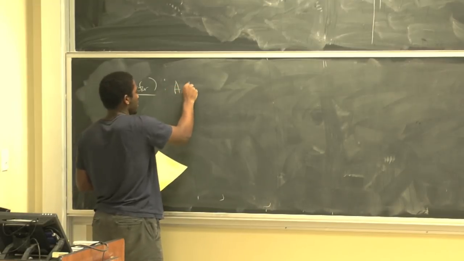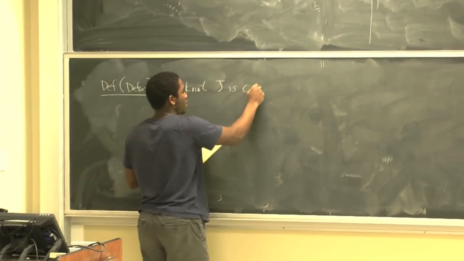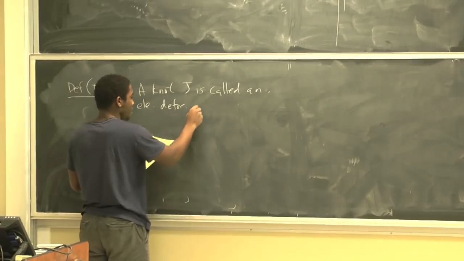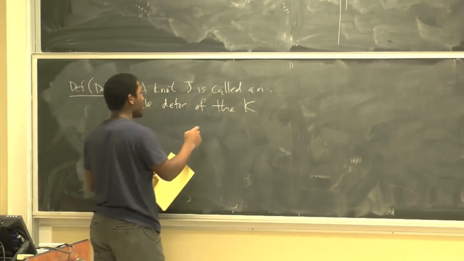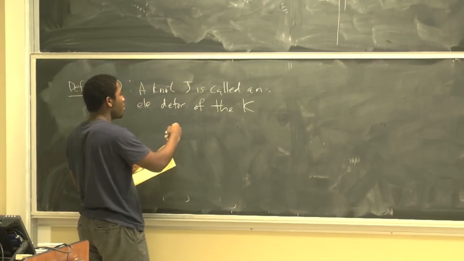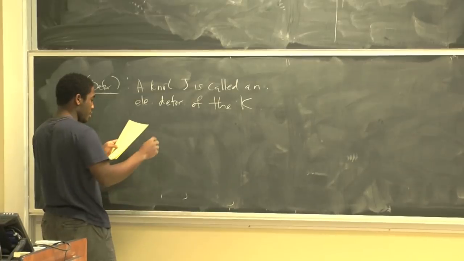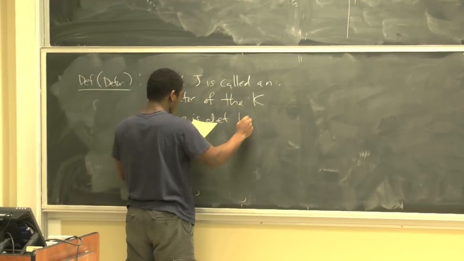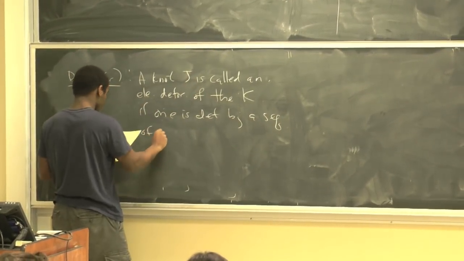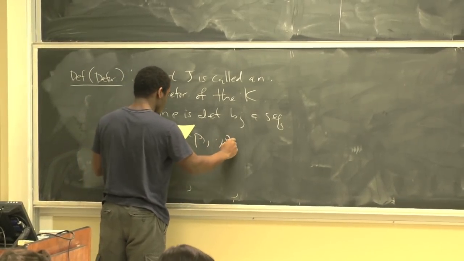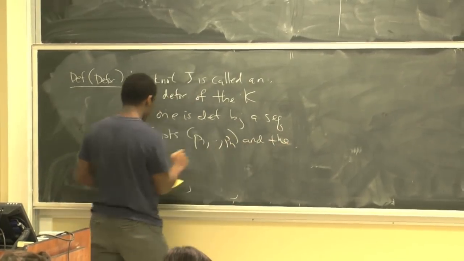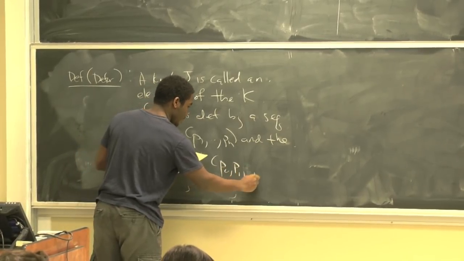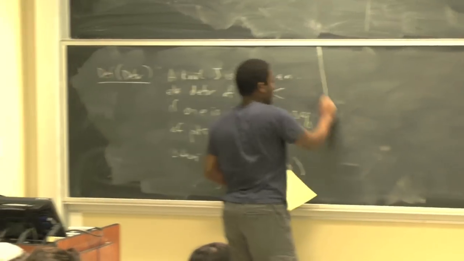So we'll say knot J is called an elementary deformation of the knot K. So we have a given knot K, and we want to perform a move that's going to be represented by J, right? If one is determined by a sequence of points represented by P1 to Pn, and the other, again, determined by a sequence of points. And after I finish writing, I'll clarify what exactly is going on.